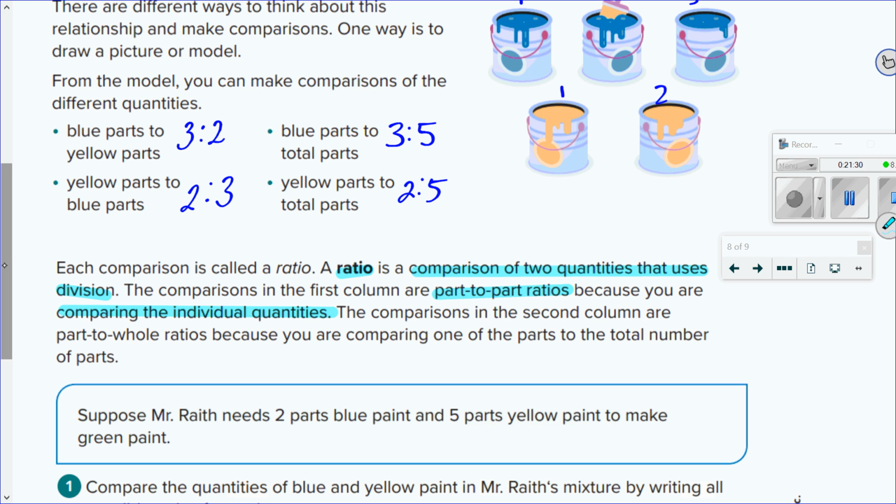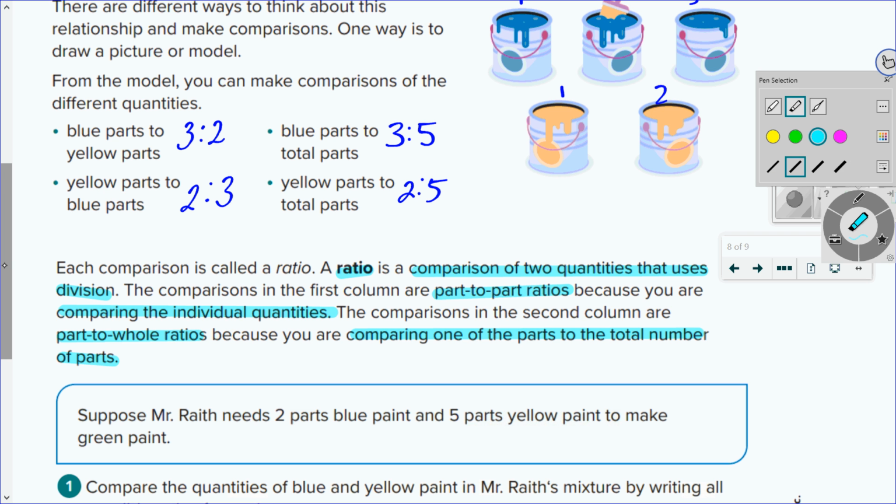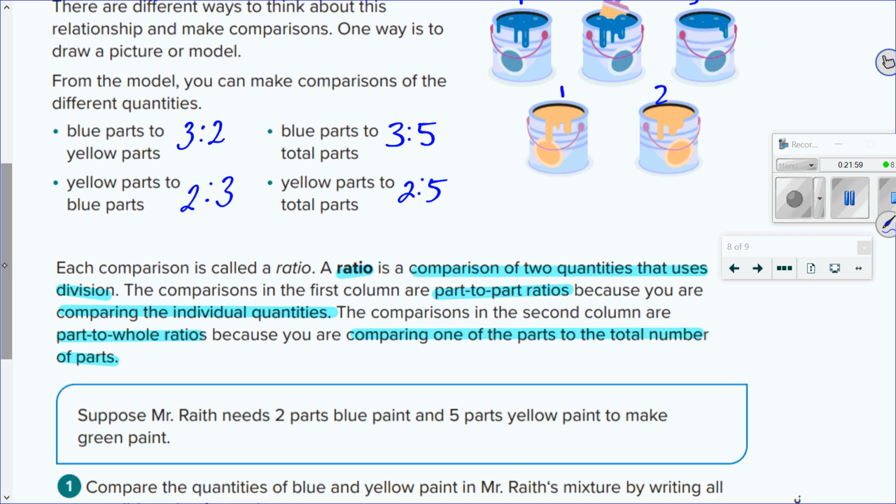The comparisons in the second column are what we call part-to-whole ratios, because I'm comparing one of the parts to the total number of parts. So really, the types of ratios make sense if you look at the names, right? Part to part, I'm looking at the pieces that I'm comparing. Part to whole, I'm looking at one of the pieces compared to everything. So understanding these definitions will help make it easier for you to be able to write all of the different pieces.